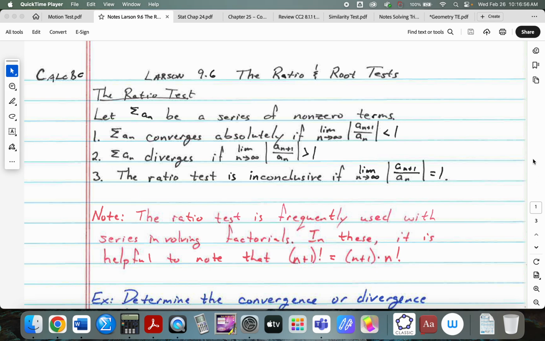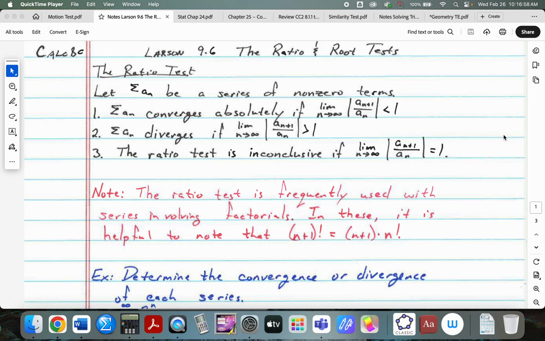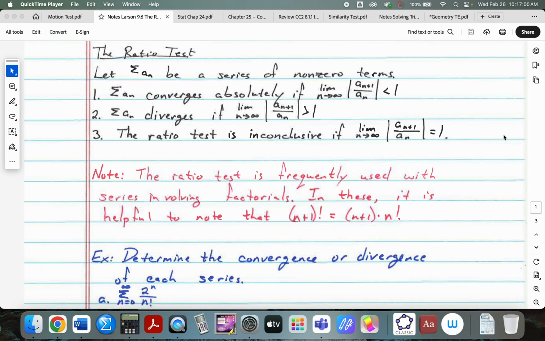All right, so the ratio test, like I said, this one gets used a lot. So if we have the summation of a sub n and it's a series of non-zero terms, notice here it doesn't have to be all positive, right? This part of this unit is in two parts. The parts where everything had to be positive, then we looked at alternating series, then we looked at, well, what if some terms are positive and others are negative? Here, we need a series of non-zero terms.